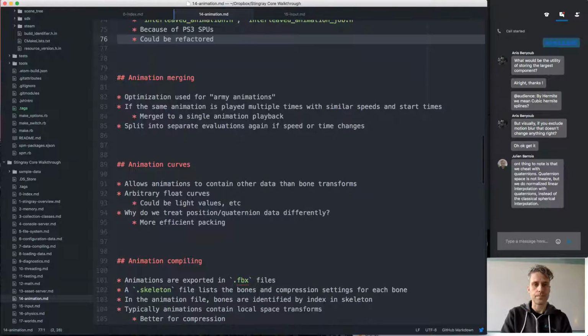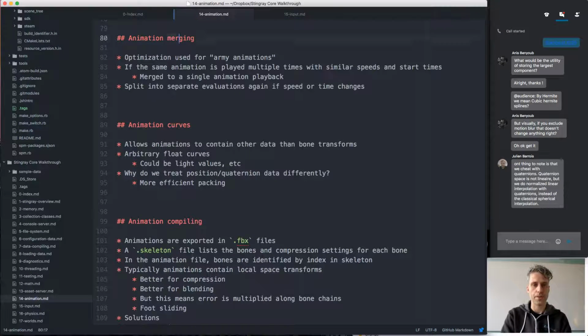So we have another optimization feature called animation merging. This optimization is used for things like army animations. If you have a huge number of characters that are all playing the same animation, like an army marching would be a typical example, and they all start at the same time and play at similar speed, we actually try to merge those animations into a single animation playback, so that we only have to evaluate the animation once, and then it can be reused by all these characters that are walking in sync.